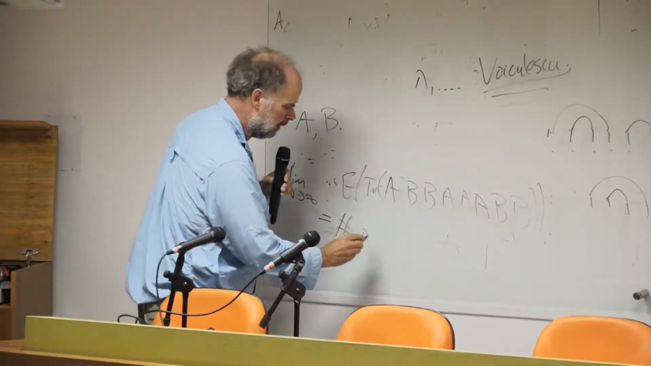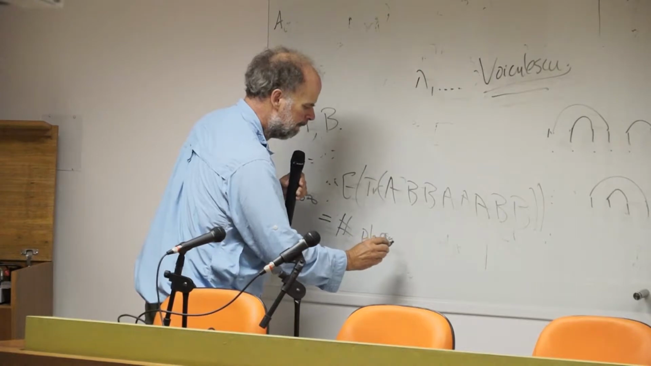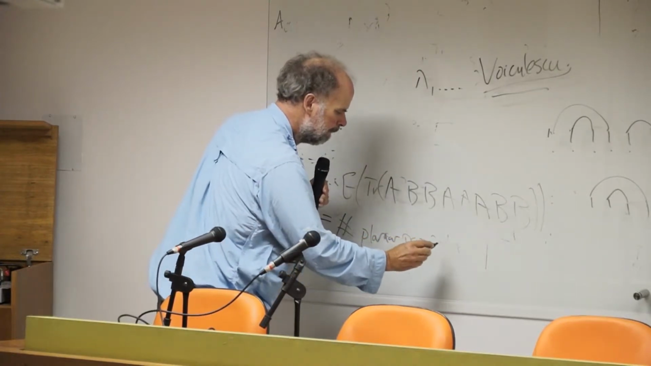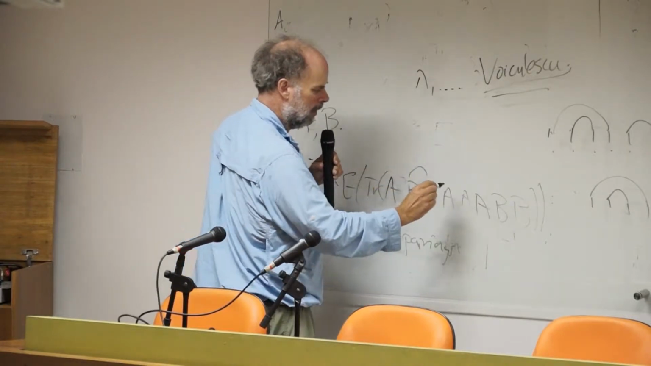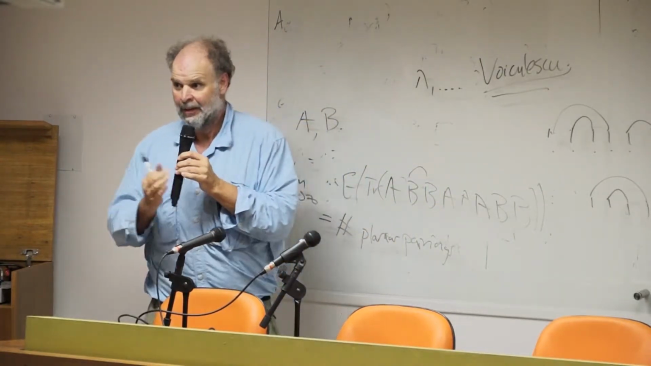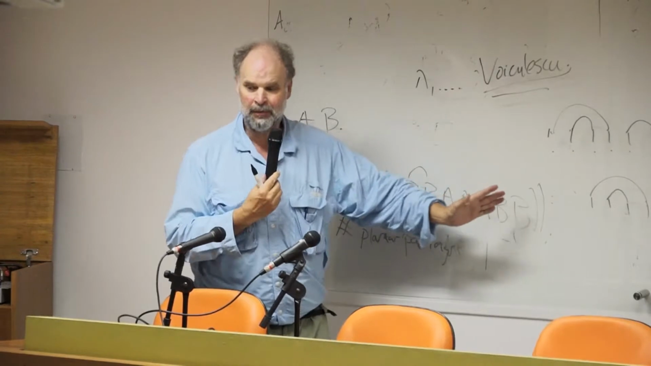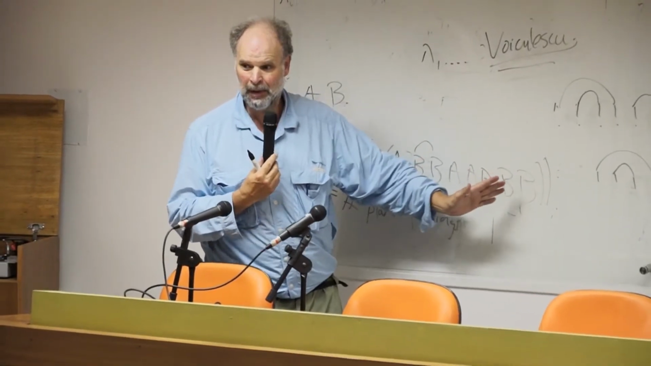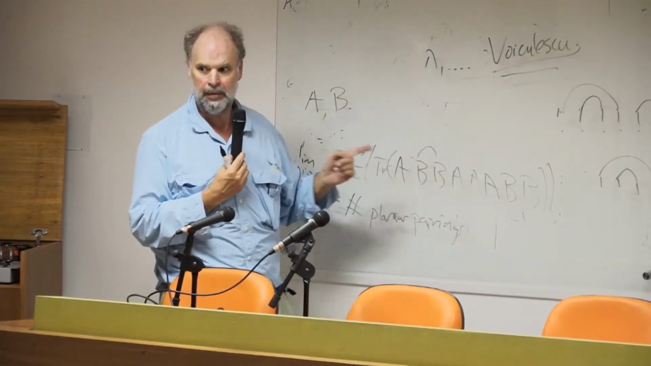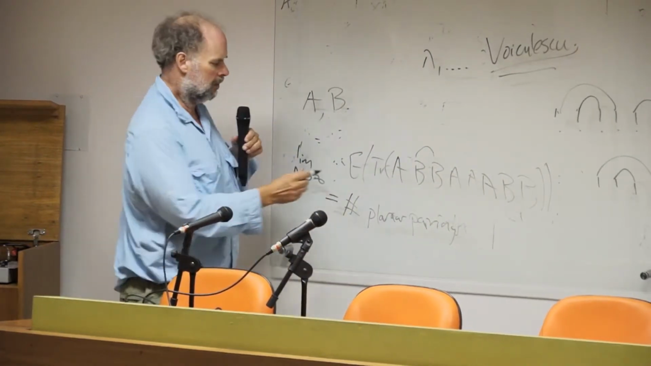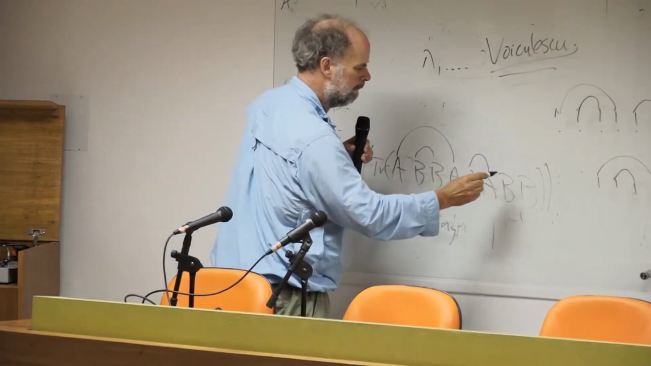It's the number of planar pairings, just as it was before. So we can imagine pairing this up to this up, and so on. But because of the independence of the A entries from the B entries, the only pairings that can contribute are ones that pair an A to an A and a B to a B. Okay, so this pairing would count.